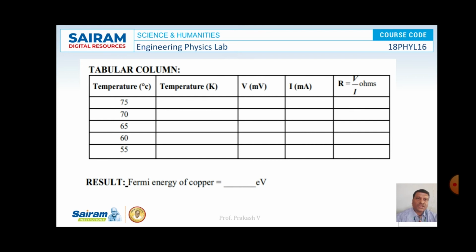So we are going to start the experiment at 75 degree, and the corresponding temperature will be converted into Kelvin, and digital voltmeter and digital milliammeter readings are recorded, and hence the resistance of the copper coil is given by V by I. So the experiment is repeated by maintaining the temperature at 70 degree, 65 degree, 60 and 55 degree. So like this we are going to record the readings.